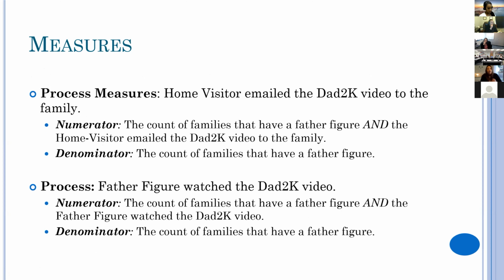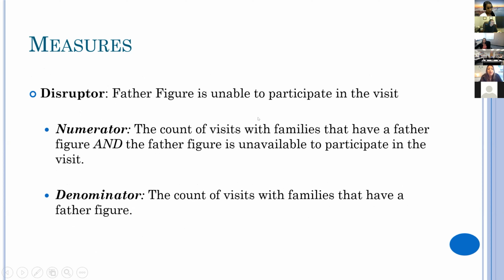So overall process measures, we emailed the Dad 2K videos to the family. For our numerator on this one, we had the number of families that had a father figure, and the home visitor emailed, like I said, the Dad 2K video to the family, over the number of families that had a father figure. And then our disruptor measure: the father figure was unavailable to participate in the visit sometimes. And so then we would try to, again, send those videos when we could.